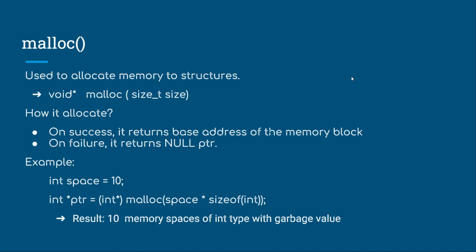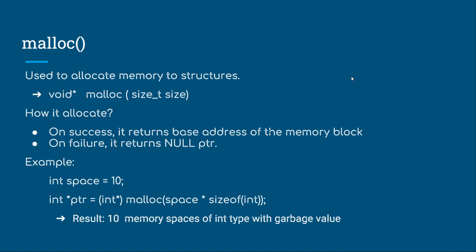So how is it declared in the C or C++ compiler? This is nothing but a void type of function which takes the size of that particular chunk of memory, how much size we will be allocating. Then how it allocates: on success it returns the base address, that means the first address allocated for that memory. This is nothing but the pointer which points to the starting location. And on failure, that is if there is no space left, it will return a null pointer.